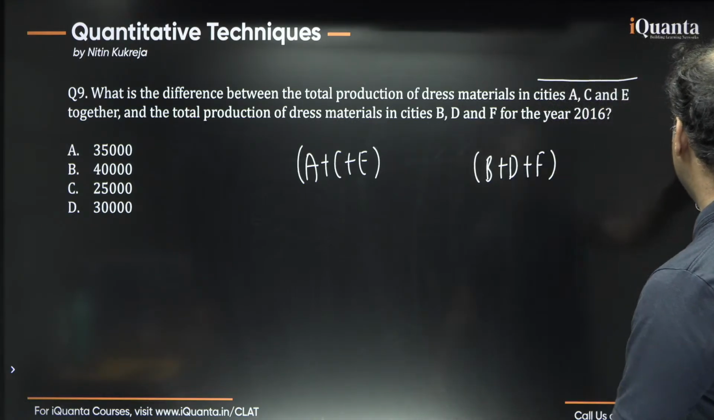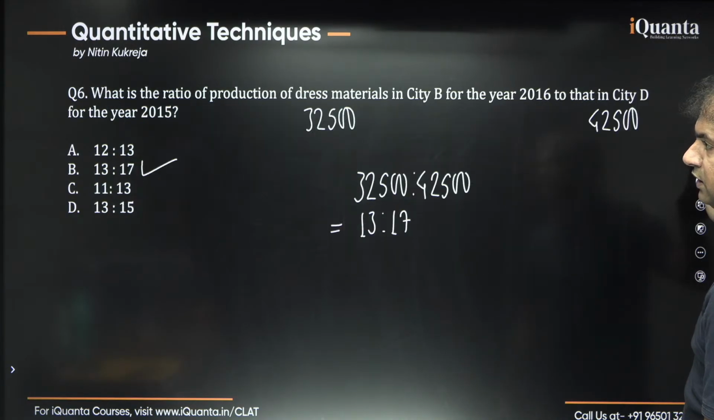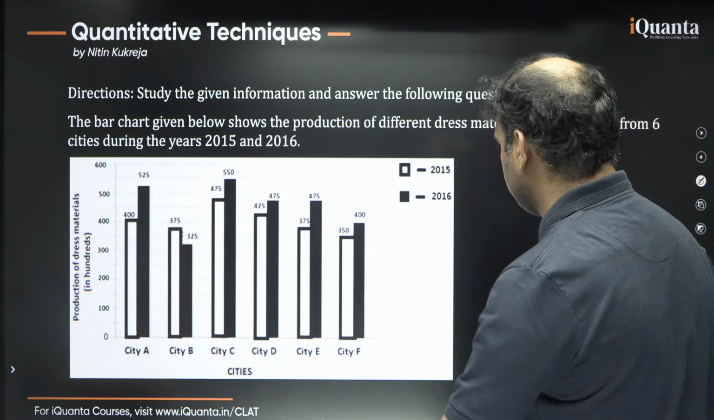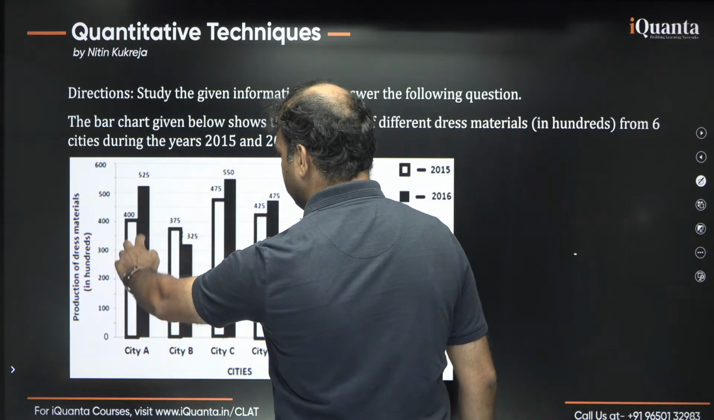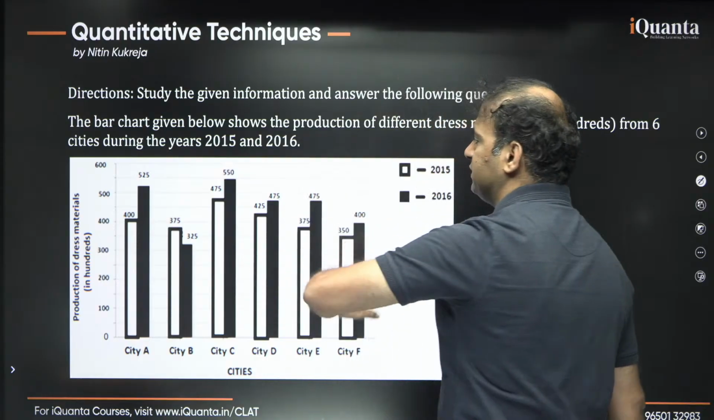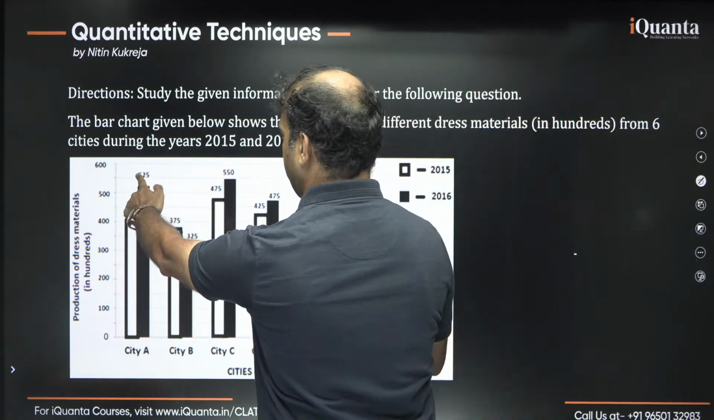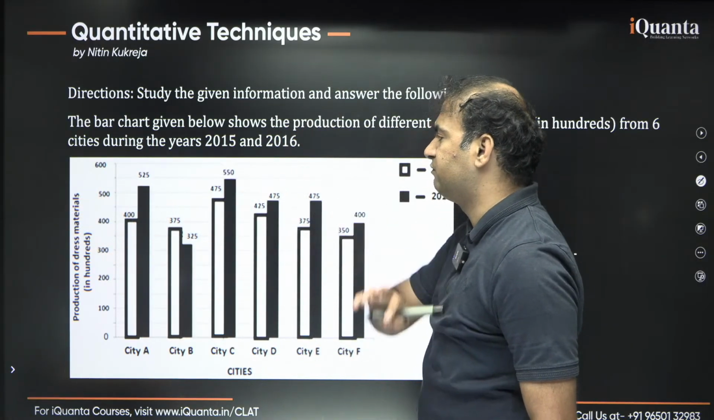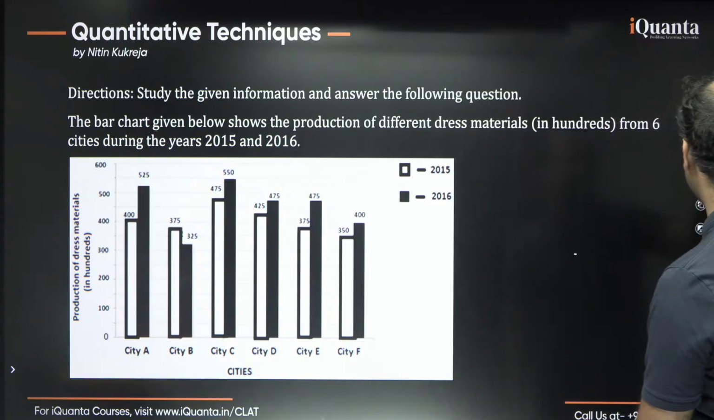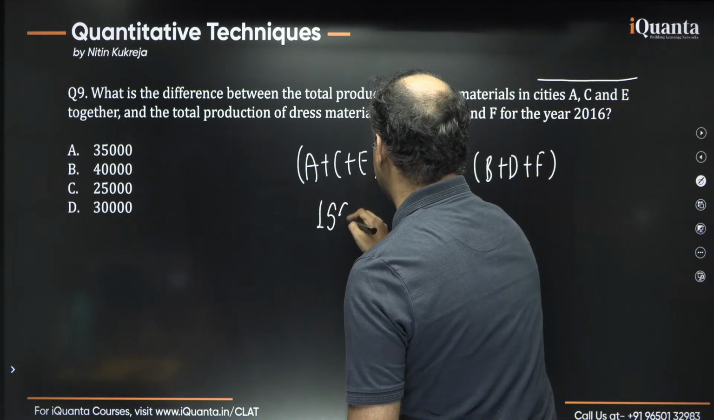All right. Okay, let's go to the bar graph. Let's see about A, C, and E. So A is how much? A is, okay, 2016 means the black one, right? A is 525, C is 550, E is 475. Let's do the summation here only. So guys, 525 and 475 will give us 1000. 1000 and 550 will give us 1550, all right? So let's write 1550 for the first group.